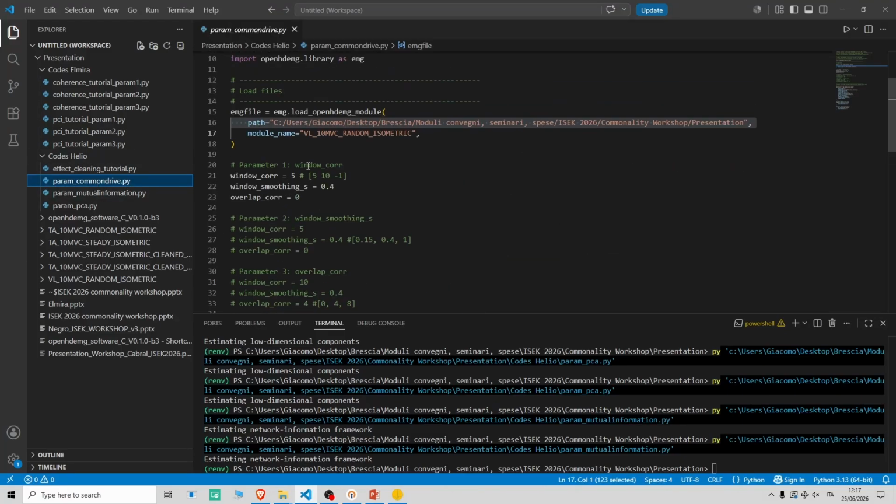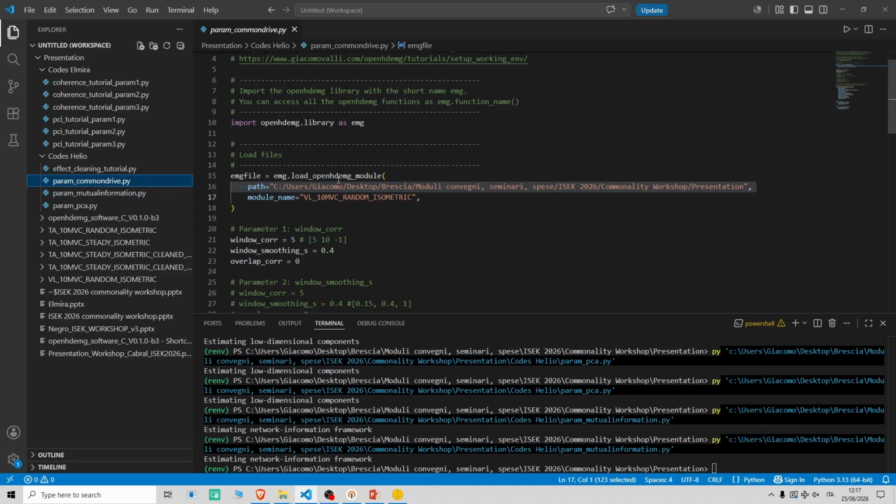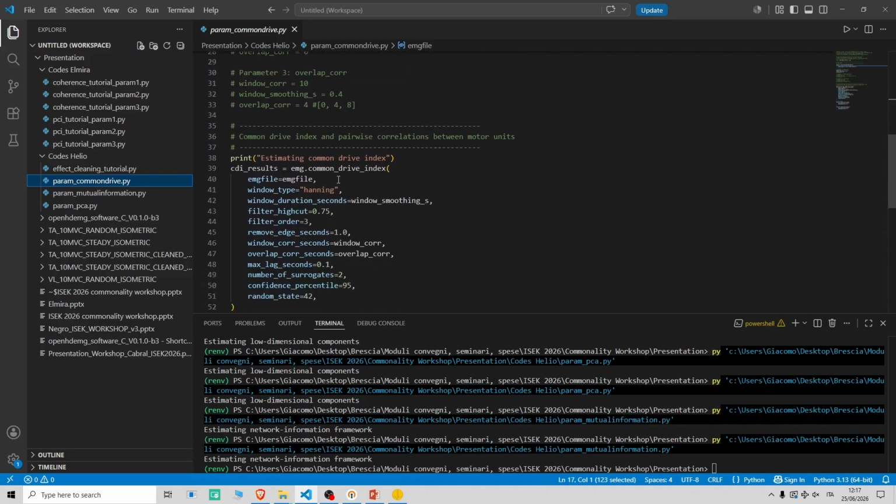Common drive. Okay. So as you can see very quickly here on the top part, I'm just downloading one file. As Giacomo explained, we have a file that is this EMG file. And this EMG file contains all the parameters: the EMG signals, the motor unit discharge times, the motor unit spike trains that are called in the library binary MUs firing. And it's exactly these binary MU firings that we will use in all the functions that I and Elmira later will cover. Okay?